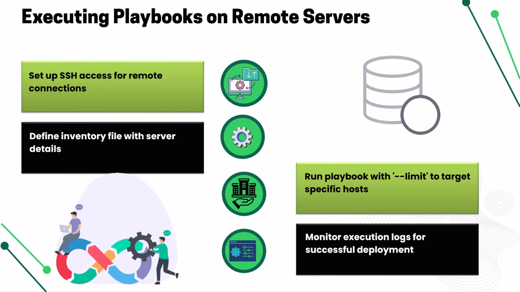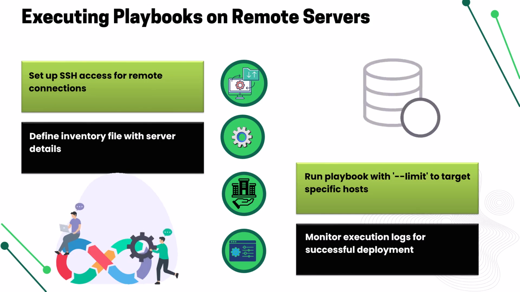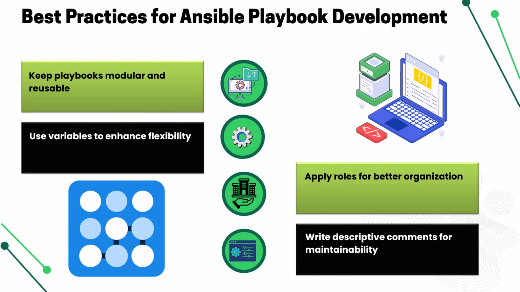Running playbooks on remote servers is where the real magic happens. First, SSH access is a must. Without it, we're just shouting commands into the void. Then we create an inventory file with server details, because guessing IPs is not a strategy. We use --limit to target specific hosts, ensuring precision execution. And finally, the logs are saviors. Let us know if things went smoothly or if it's time to panic. Just kidding, mostly.